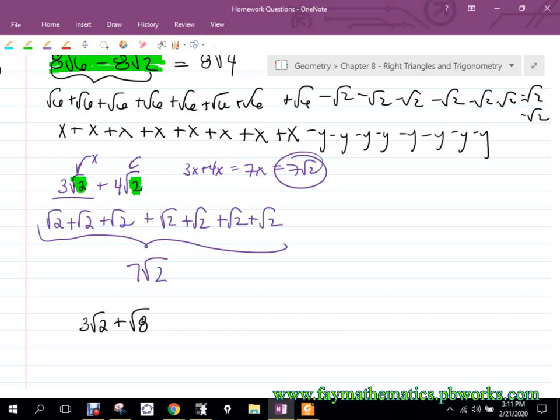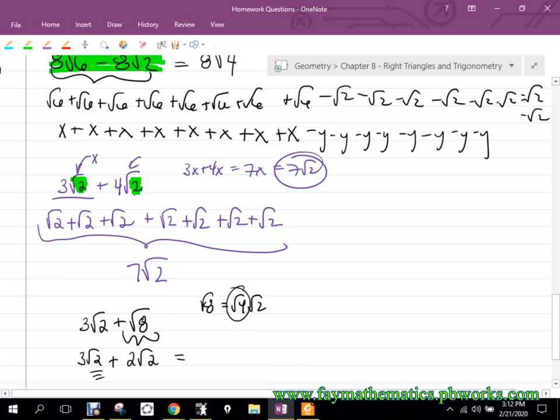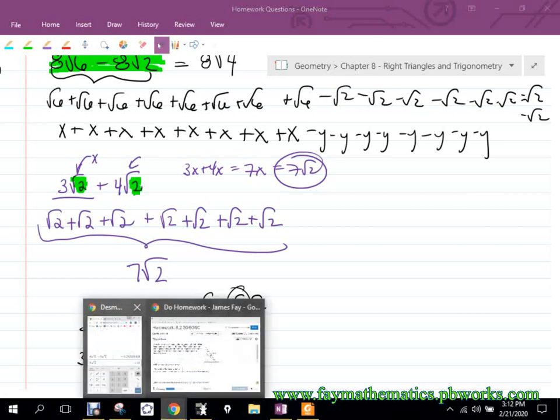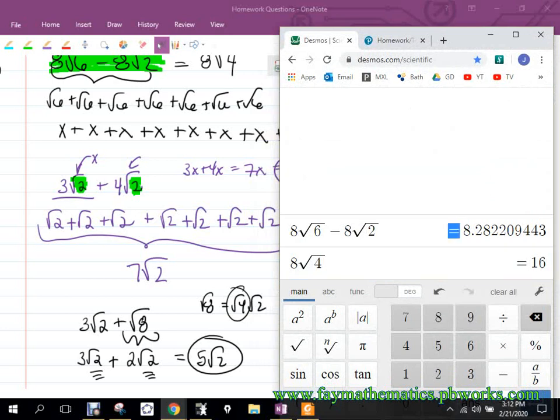What's radical 8 simplified? Okay, so radical 8 turns into radical 4 times radical 2, right? But what's radical 4? 2. So we have 3 radical 2 plus this thing turns into 2 radical 2. Now are these radicals the same? So now I add the numbers out front. 5 radical 2.